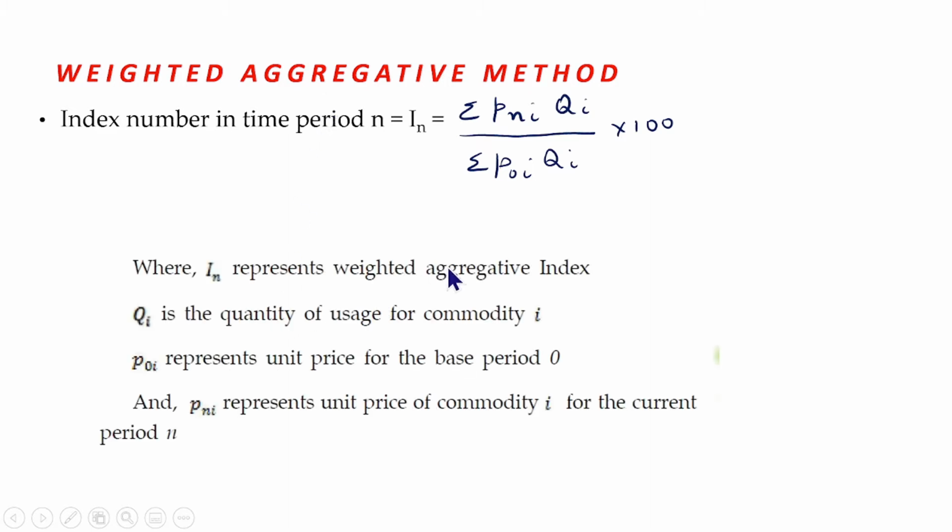Here In represents the weighted aggregative index, then the next one is Qi. It shows the quantity of usage for commodity i, or it is the weight for commodity i. And then we have the next one, which is P naught i. It represents the unit price for base period 0. And the next one, Pni, represents the unit price of commodity i for the current period n. So using this formula, we can find the index number for weighted aggregative method.